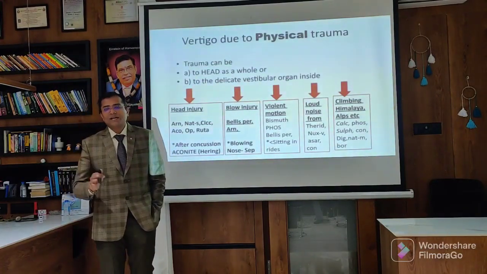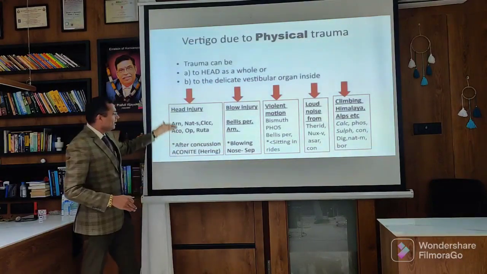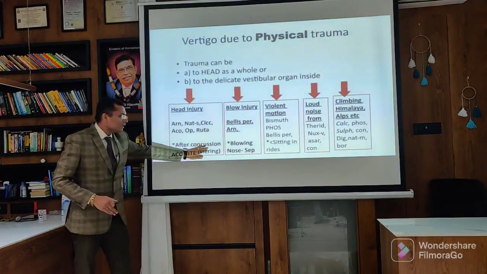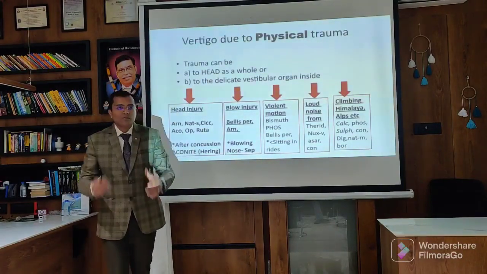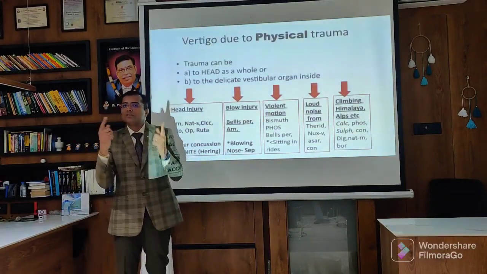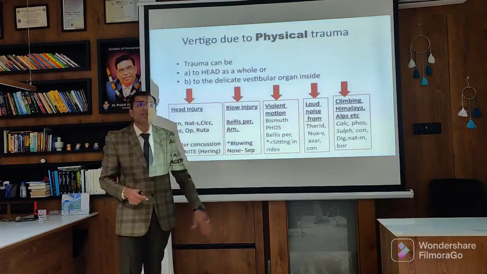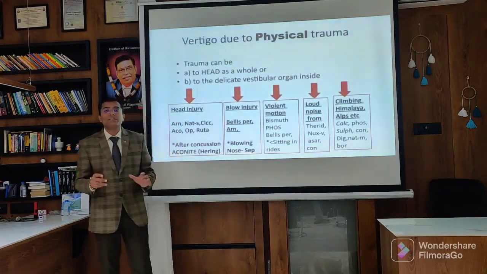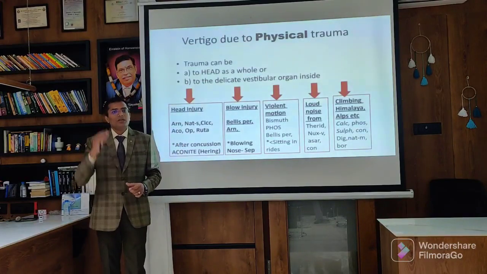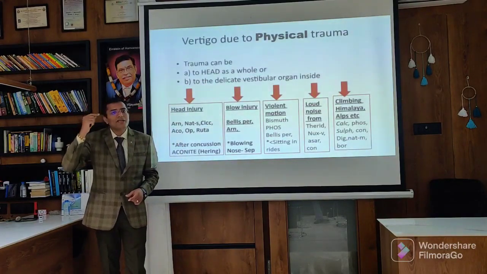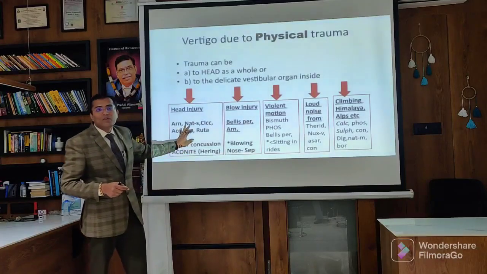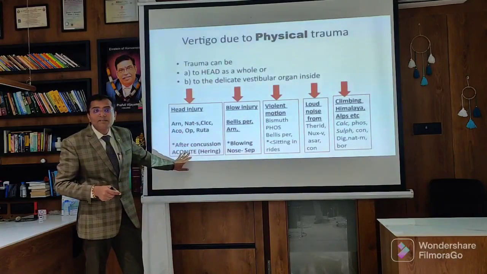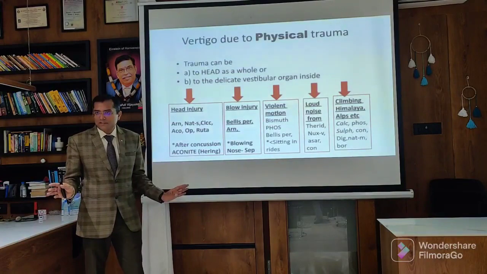So these are the things we have to understand in the cases. After concussion. Say for example, the child was hit like this and the head moved like this, and after that vertigo started. This is called after concussion. Concussion means sudden movement of the head causes injury to the internal brain area, leading to vertigo. So the remedy is aconite, for acute injury.